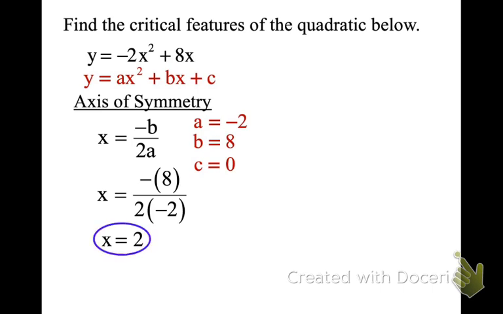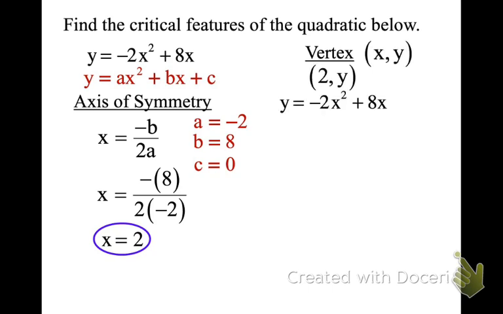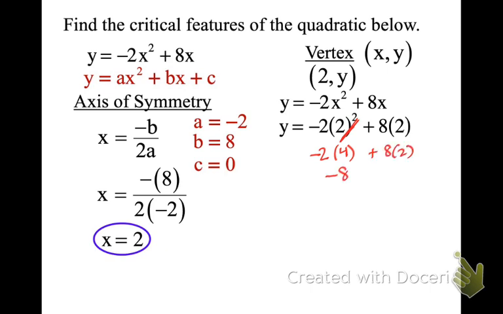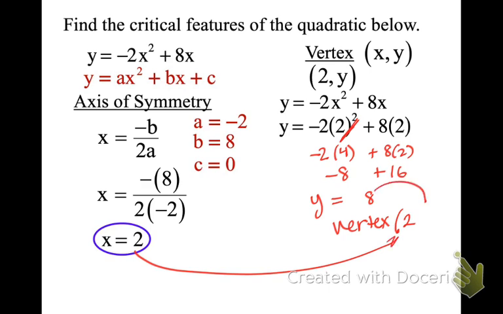I now take that and substitute it into the original quadratic equation. -2 times 2 squared plus 8 times 2. Now remember we do the exponent first. So that's a 4 times a -2 plus 8 times 2. Okay, that's -8 plus 16 makes +8. So y equals +8. So our vertex is (2, 8).